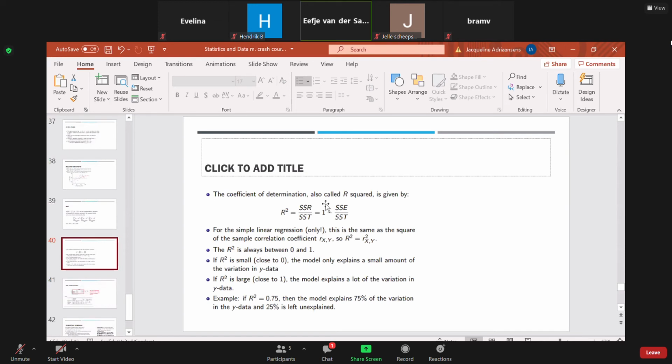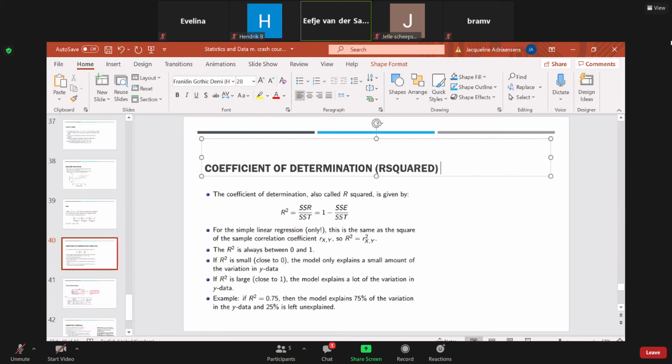Then we get the coefficient of determination, which is also called R squared. And what is our R squared? Our R squared is the SSR divided by our SST. So it's the variation that's explained by our model, SSR, divided by SST, which was the variation in total. And it's actually the same, of course, as 1 minus SSE divided by SST, because SSE plus SSR was SST.